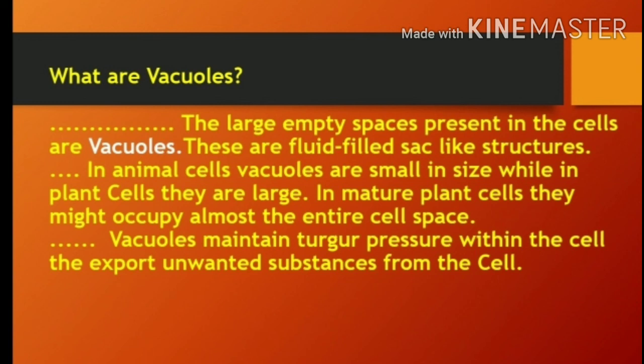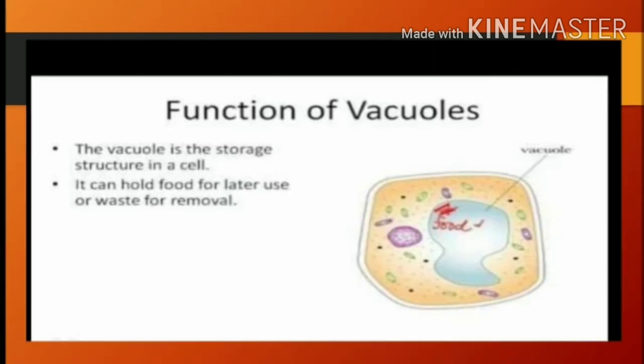And if we see the functions of vacuole, vacuoles maintain turgor pressure within the cell. They export unwanted substances from the cells. And now let us see some other functions, like the vacuole is the storage structure in a cell. It can hold food for later use or even the waste for the removal of that. Okay. So till now we have covered these three important cell organelles.